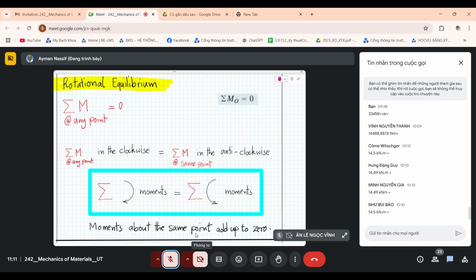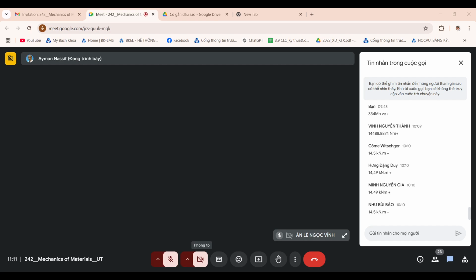And I can write it in a simple way like this. Very simple. The sum of moments going in the clockwise direction must be equal to the sum of moments going in the counterclockwise direction, or the other way around. You can write this on this side or this on this side, it doesn't matter.